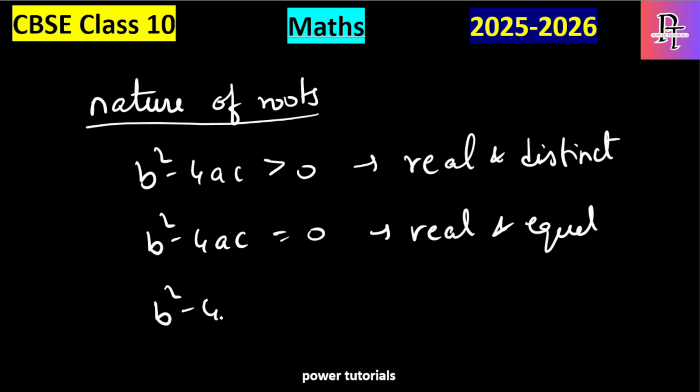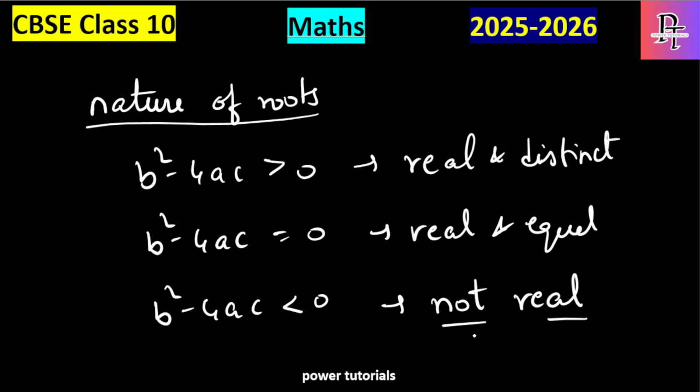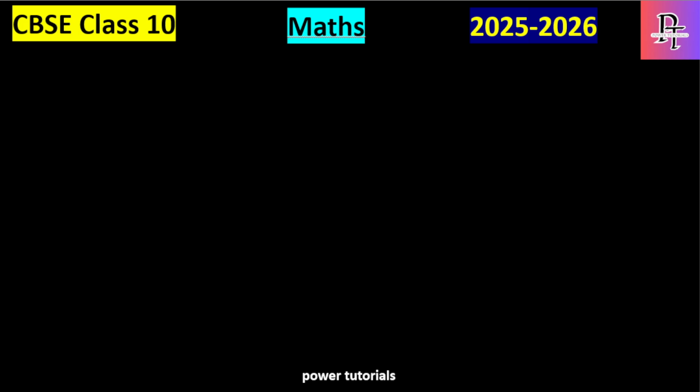And if b square minus 4ac is less than 0, then we call the roots imaginary, and we can write it as not real, or else you can say real roots do not exist. Okay, so this is very important. Based upon the value of b square minus 4ac, we can understand whether the roots are real and distinct, real and equal, or not real. This you will understand clearly with the help of a few questions.